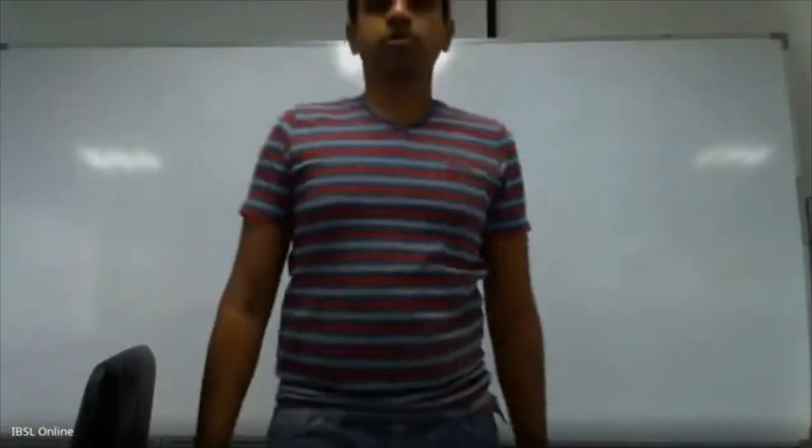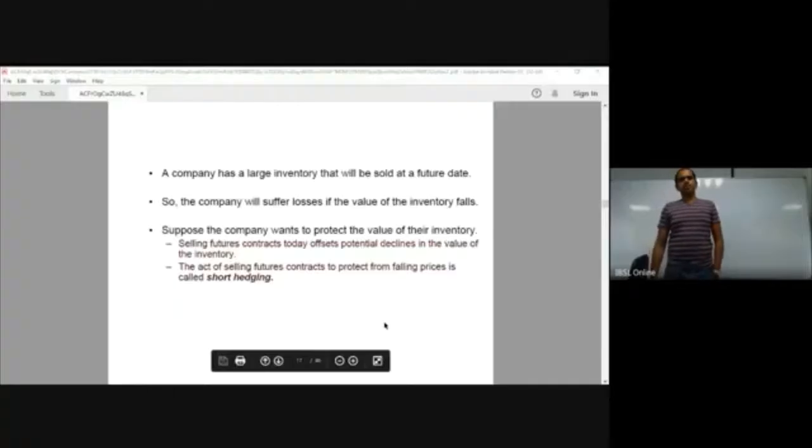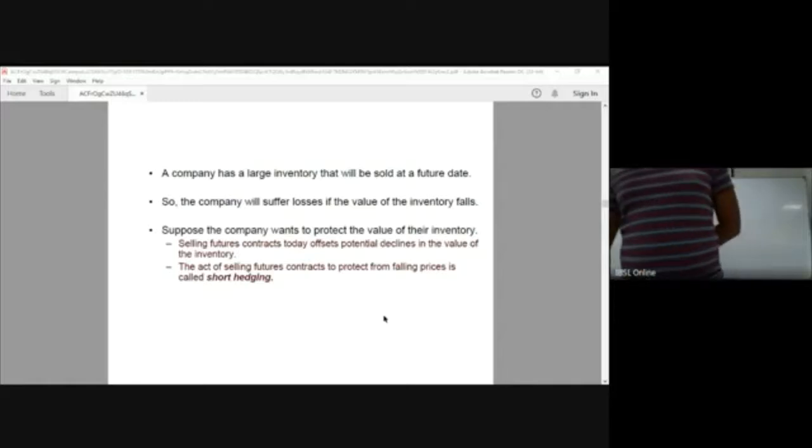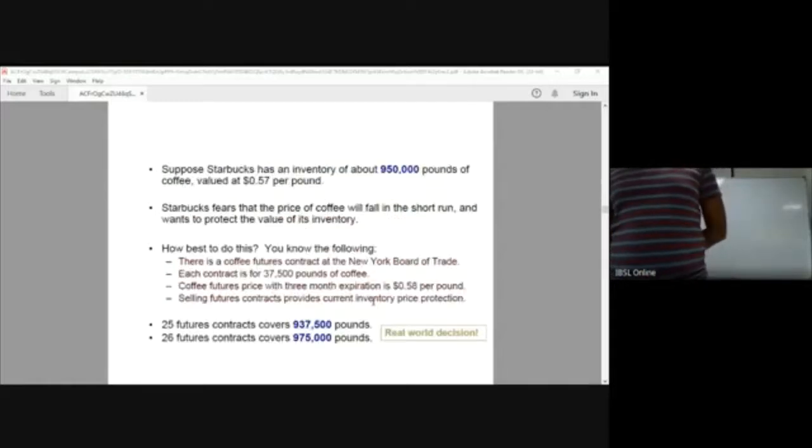Suppose the company wants to protect the value of the inventory. Selling futures contracts today offsets potential declines in the value of the inventory. The act of selling futures contracts to protect them from falling prices is called short hedging. Let's try this example.